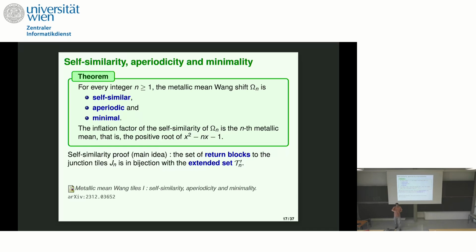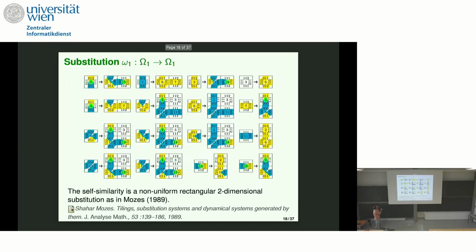You compute the return blocks to the junction tile, because naturally the tiles split along those colored lines, the colored edge. You enumerate what you can see as a return block. They are in bijection with the extended set. So if you get rid of the tiles you don't need, they reappear at the next level. And then they are forbidden, so you get rid of them. And then at the next level they reappear, but they are forbidden, so they disappear and so on. So it's very nice. I like this property.